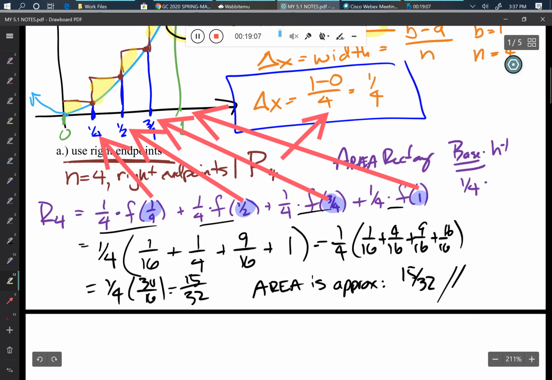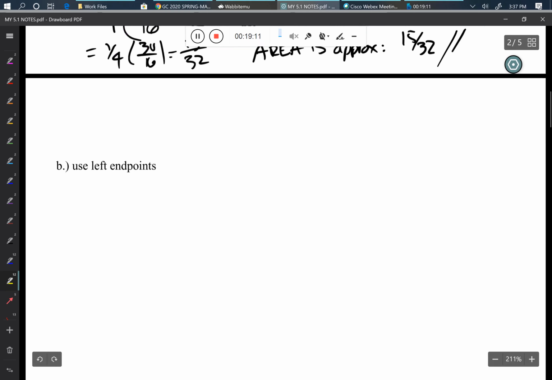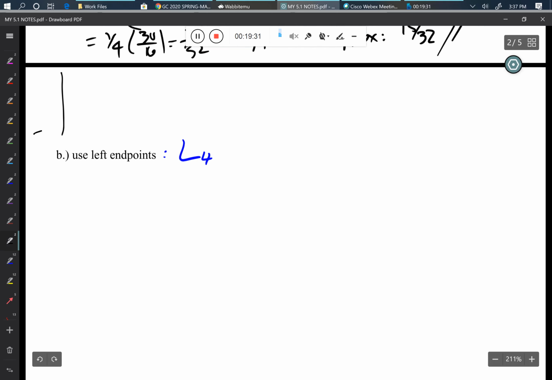Right? That was part A of the problem. What does part B ask us to do? Part B says do it again, but now use left endpoints, or if you want to be more specific, L sub 4. Okay. What does L sub 4 mean? Well, the L says use lefts, or the left endpoint of all of these, and the sub 4 means use 4 approximating rectangles, just to make it easy so I don't have to keep sliding the thing up and down.